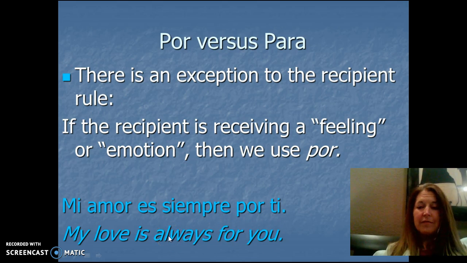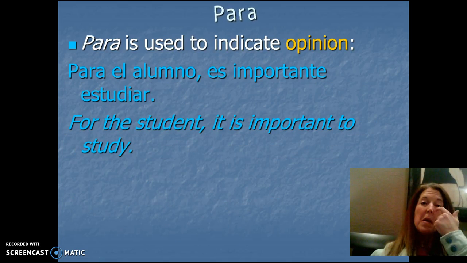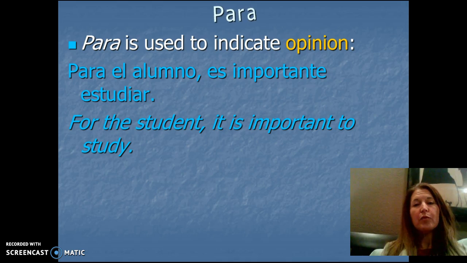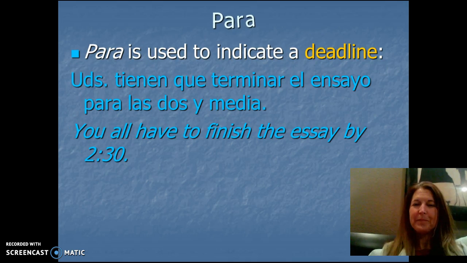Para is used to indicate an opinion as well. Para el alumno es importante estudiar. For the student, it's important to study. So think of maybe the word like according to teachers or according to students. This is the same idea. They're giving some sort of opinion. Para el alumno is saying for the student in terms of opinion.